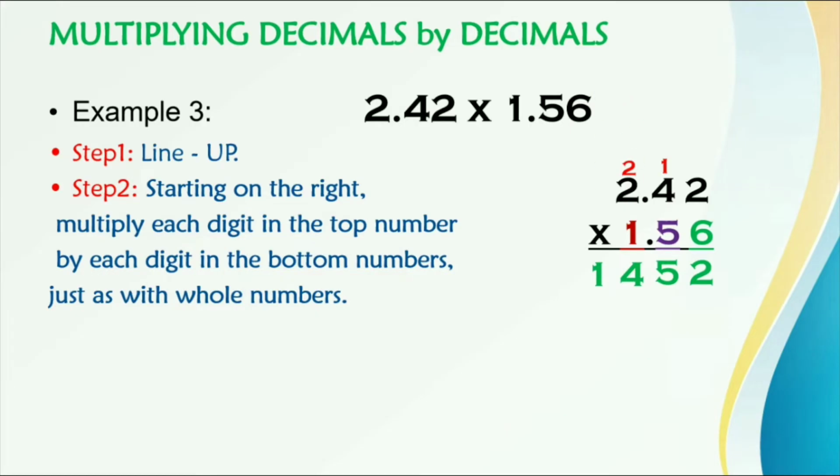Then, proceed tayo dun sa 5 na naka-purple. So, kung saan nakatapat yung purple, dun din natin itatapat yung sagot niya o yung product. So, 5 times 2 is 10. 0 carry 1. 5 times 4 is 20. Plus 1 is equal to 21. 1 carry 2. 5 times 2 is 10. Plus 2 is 12. So, wala na siyang katabi. So, bring down na natin yung 1.